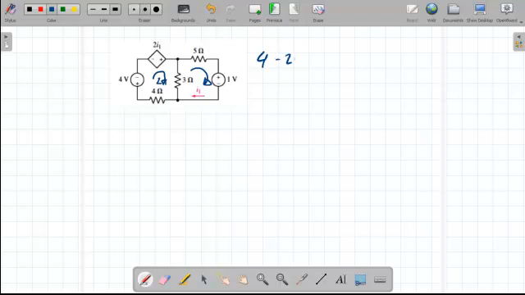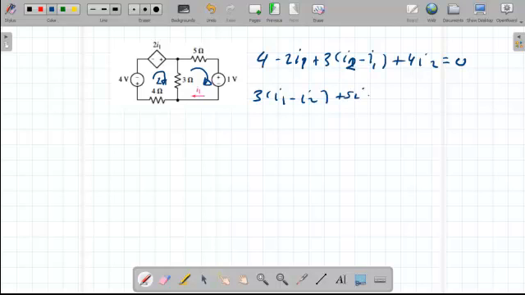4 minus 2I1 plus 3(I1 minus I2) equals... I1, this I1, but for this one, the current here is I2, so we say 3 times (I2 minus I1) plus 4I2, this equals 0. For the second mesh, 3(I1 minus I2). Here the current in the 5 ohm resistor is 5I1 plus the 1 voltage source, this will equal 0.